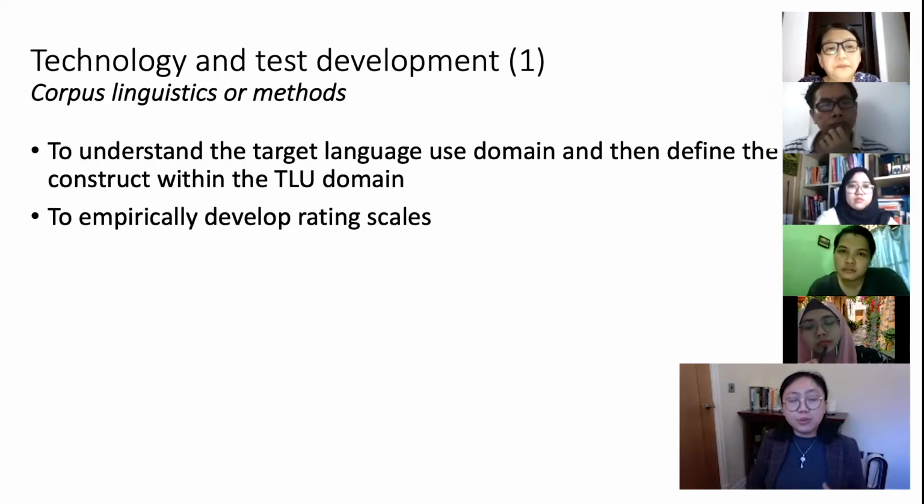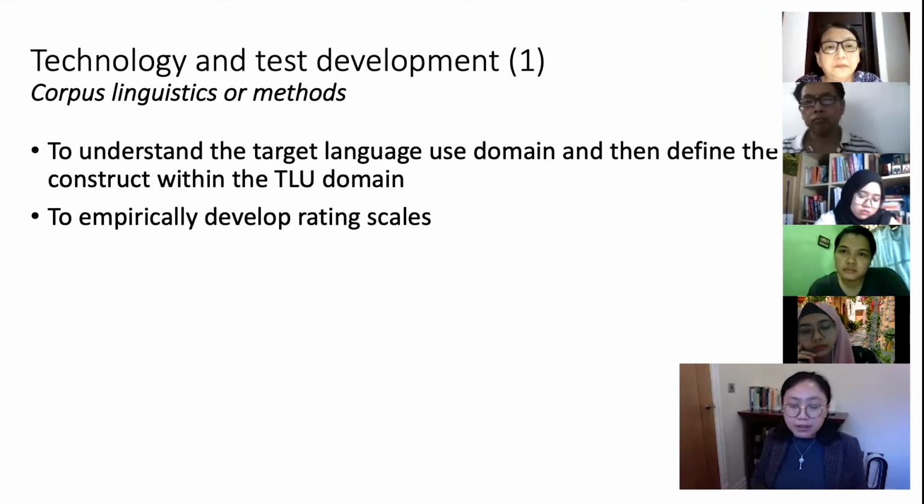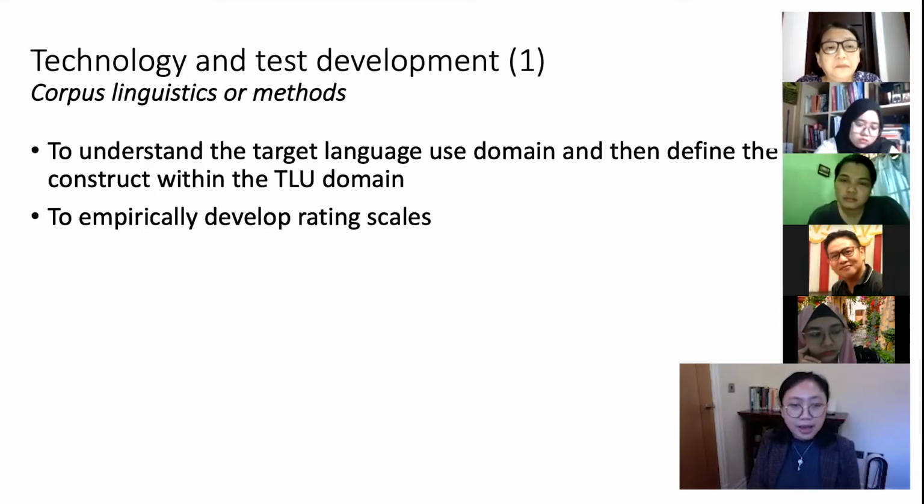The first one is to base the development on theories, for example, theories of language or theories of second language writing, or theories of language skill development. And the second approach is to base the development of the rating scales on empirical data. When you use the second approach, you can use corpora to help you understand the language characteristics in a particular, again, target language use domain.